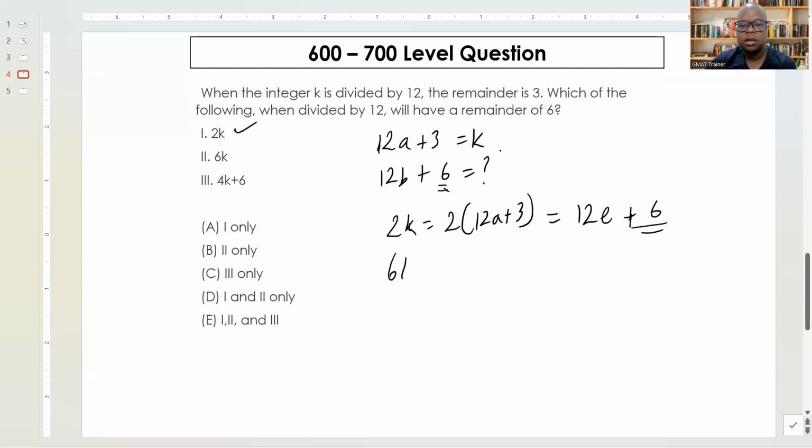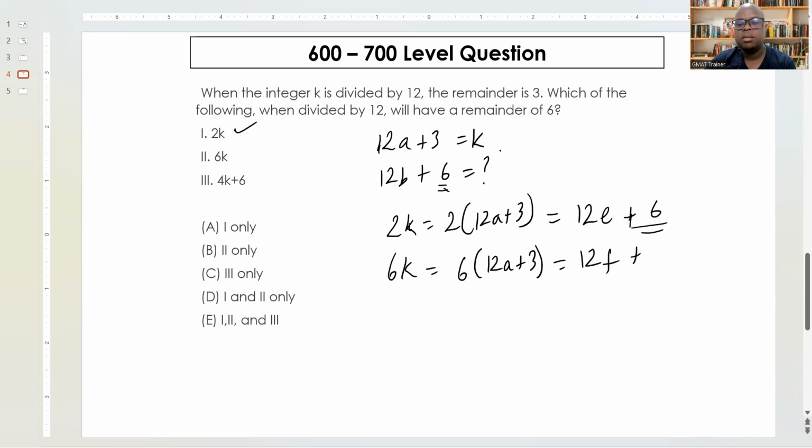How about 6k? From the look of this, because 6k is a multiple of 2k, that is what we see. So it goes without saying that this could also be the same, but let's prove it. So you'll have 6 into 12a plus 3. What will this give us? This will give us 72a, which is a multiple of 12.